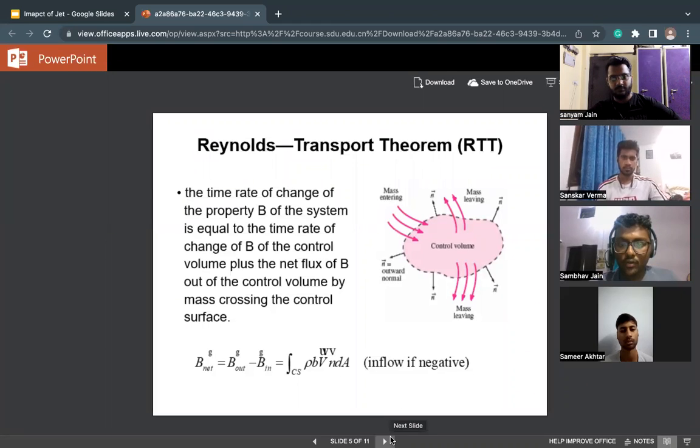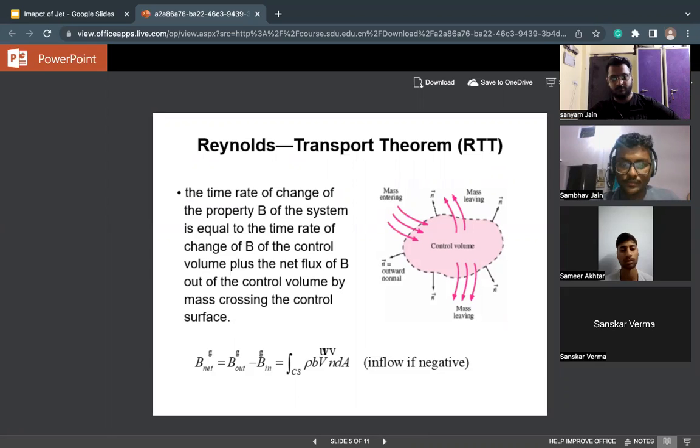Net flux is positive only if outflow is more than inflow, that is, outflow from the control volume rather than entering fluid. And one more thing to mention over here: if something is entering the control volume, we have to take it as negative, and something going outward from the control volume is taken as positive. Moving to the next slide.